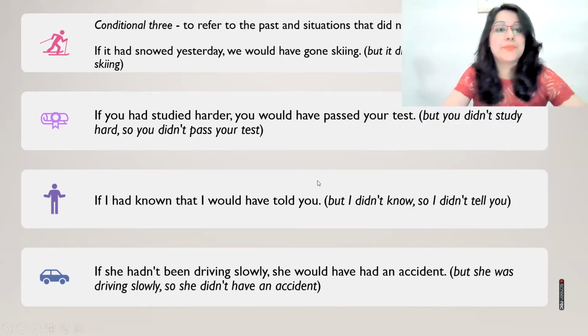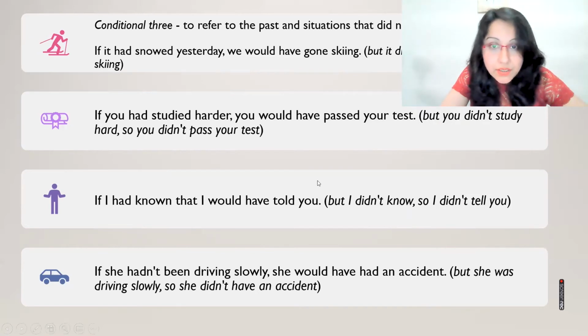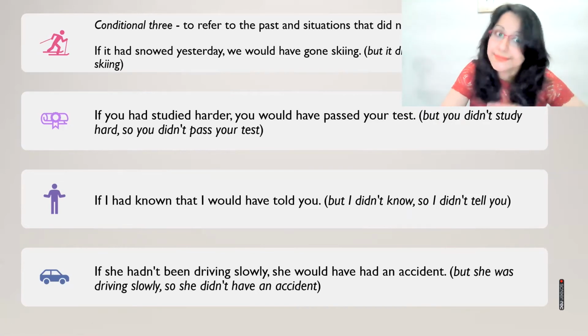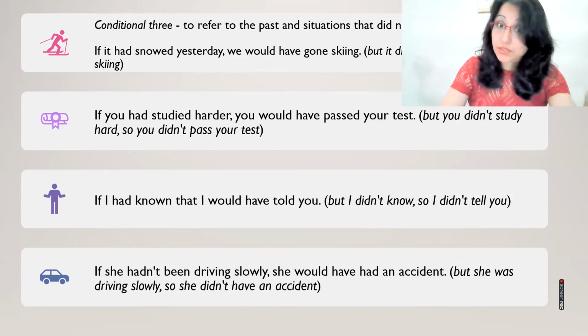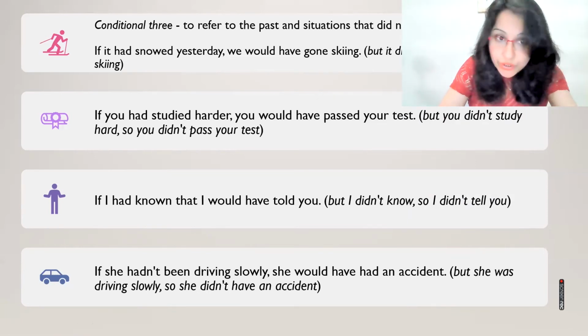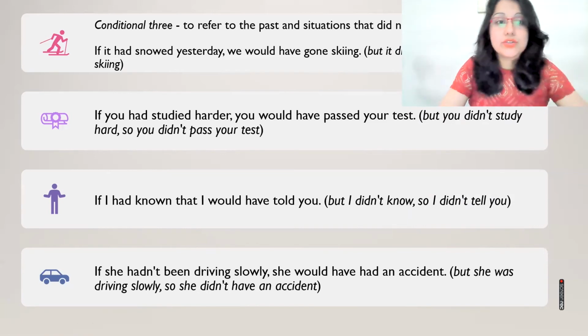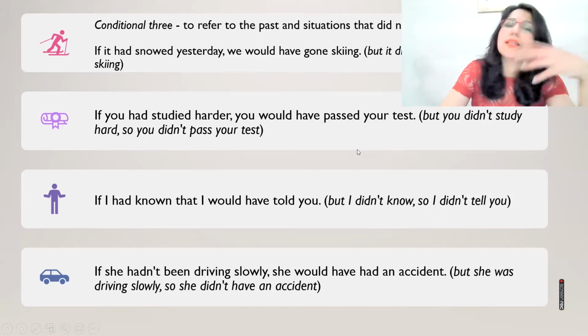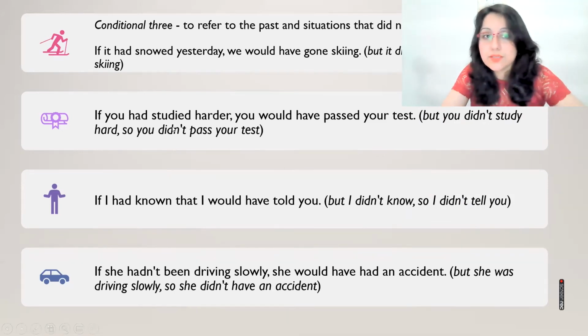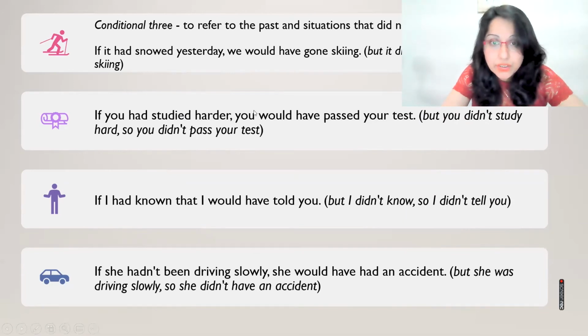Okay, so if you had studied harder, you would have passed your test. Did you pass your test? If you had studied harder, you would have passed. Did you pass? No, you did not. That's what it is talking about: you didn't study hard, so you did not pass your test. All right, so again, something that happened in the past, and this is again like a regret. So that's the reason you use your past perfect here, and here we use would have.